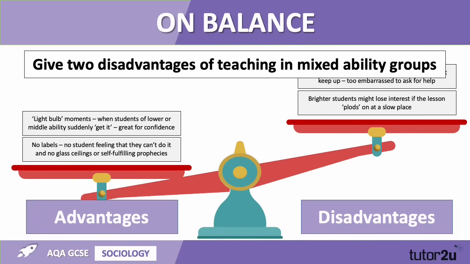Okay, how did we get on this time? So firstly, we might have brighter students losing interest if the lesson plods on at a slow pace. So they may feel that they're being held back by other students because the teacher is teaching to the middle and not teaching to the top. But we also have at the other end children feeling that they might lose confidence as they feel they can't keep up and they're too embarrassed to ask for help in case they are laughed at or have comments made by other students.